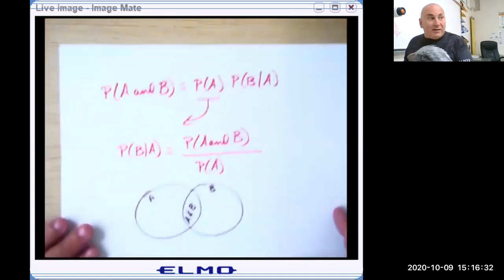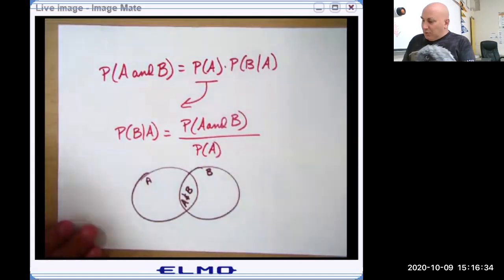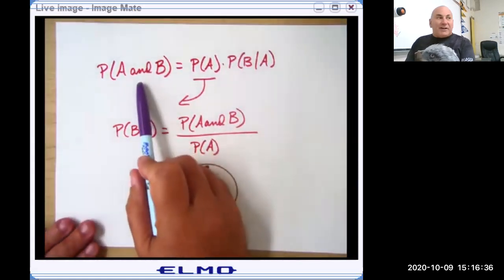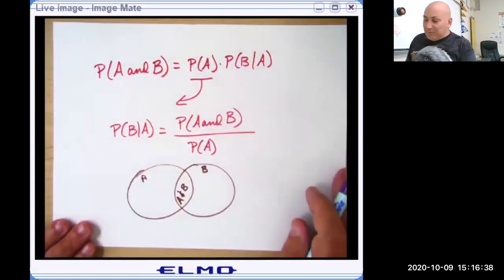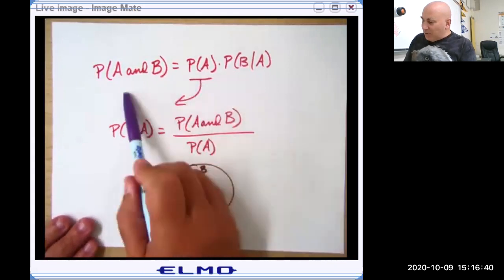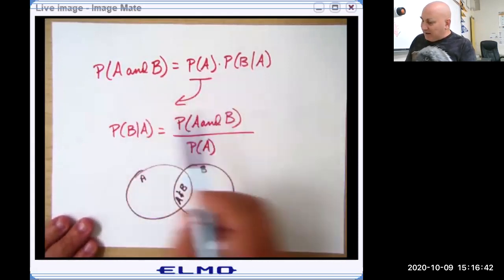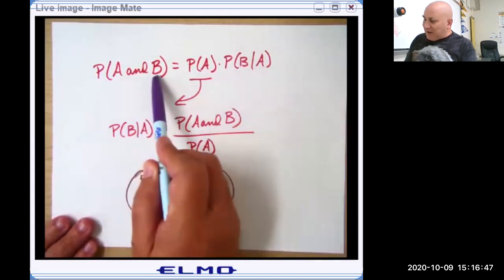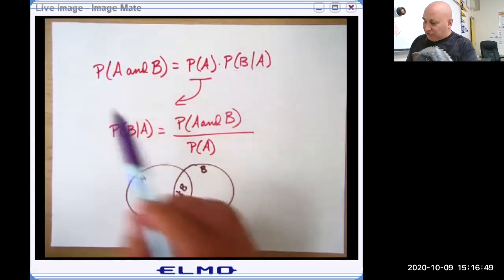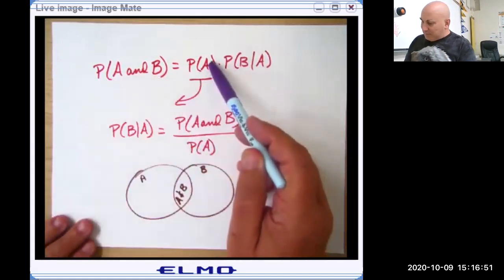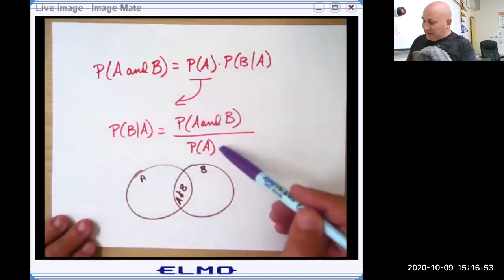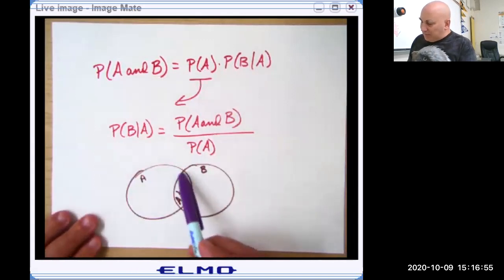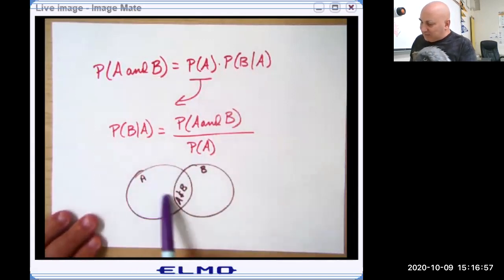Okay, play a little algebra here. We learned that this is the multiplication rule for probabilities. You can divide both sides by the probability of A. And now the probability of B given A is just the probability of A and B, which is the intersection, divided by the total probability of A. It's important to remember that A is just not this little piece over here. A is this entire circle.